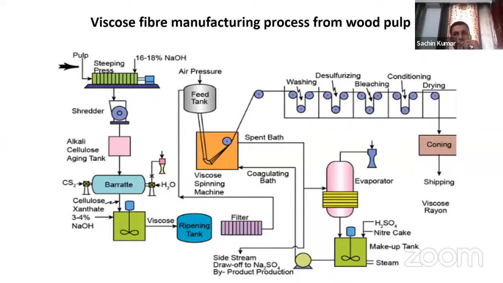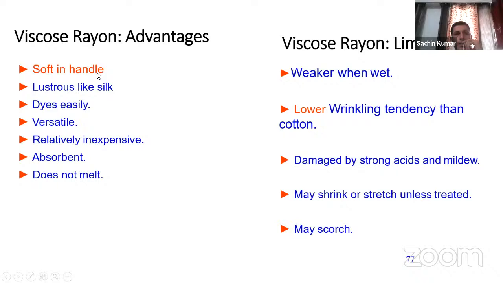So these are its advantages: very soft in handle, lustrous like silk due to its cross section, dyes easily, relatively inexpensive, absorbent, and does not melt. The major limitation is that it is weak when wet. It loses around 40 to 50% of its strength when wet. That is a major limitation. Otherwise, very good. It also has a low wrinkling tendency as compared to cotton, is damaged by strong acid, and may slightly shrink or scorch.